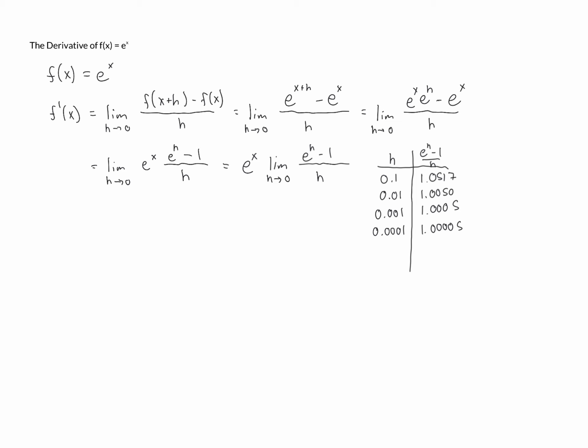But if we look as h approaches 0 from the right, as we get smaller and smaller h values, the function values are getting closer and closer and closer to 1. We could look at the left-handed limit as well. We would see the same thing. And so this limit here is equal to 1. And so we have e to the x times 1, which is just e to the x.